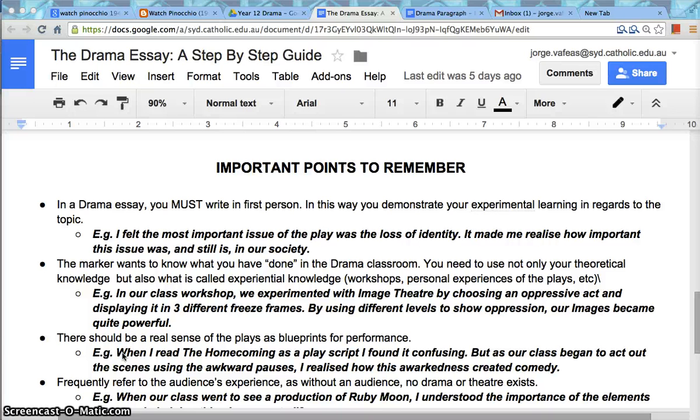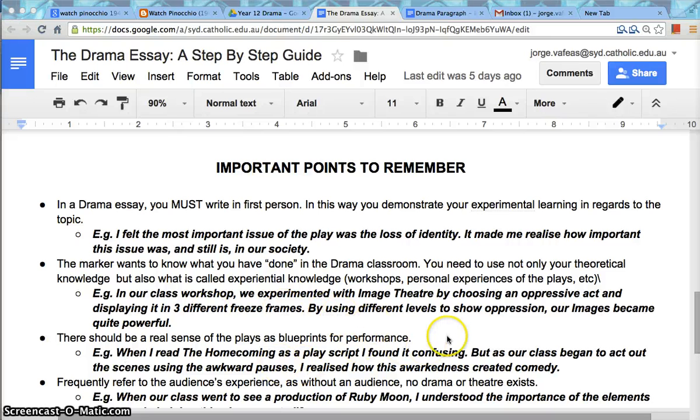Secondly, the marker wants to know what you've done in the drama classroom. You need to not only use your theoretical knowledge, which we've spoken about, but also what is called your experiential knowledge. And that's what we're doing now, the workshops and your assessment presentations. And you can see the example there. In our class workshop, we experimented with image theatre, this is obviously from a different topic, by choosing an oppressive act and displaying it with 3 different freeze frames. By using different levels to show oppression, our images became quite powerful.